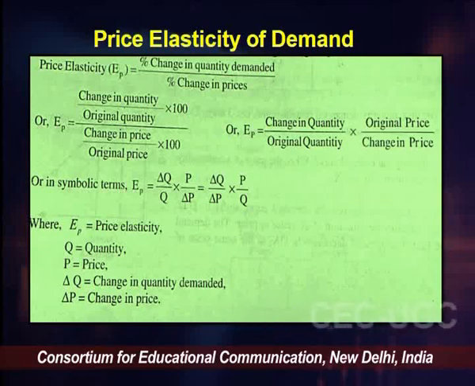Delta Q means the change in quantity demanded. So it's a percentage change. It means percentage change can be defined as the change in quantity divided by the original quantity into 100, and the overall is divided by the percentage change in price, that means the change in price divided by the original price into 100. When we solve this formula, symbolically you can write this as delta Q upon delta P into P upon Q, and that will give you the elasticity of demand.